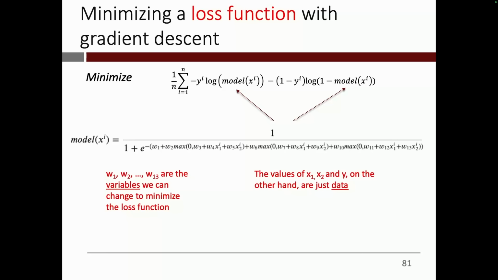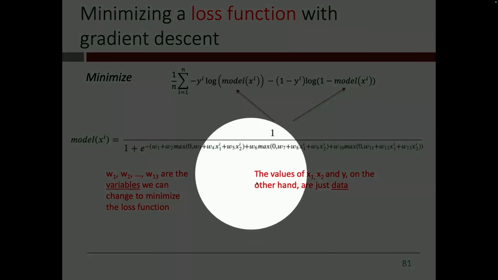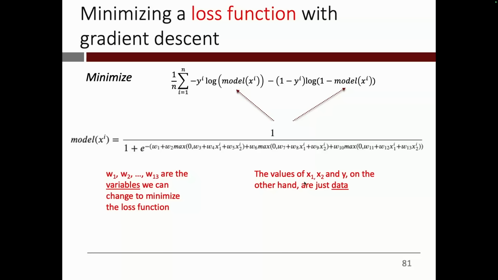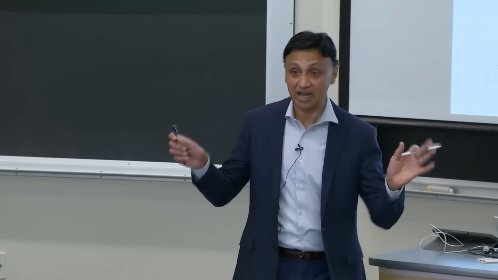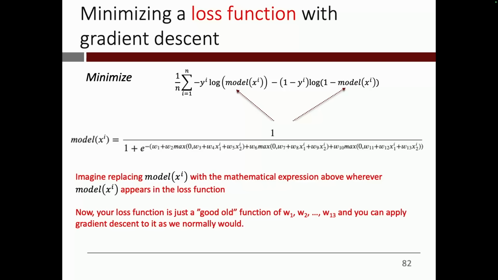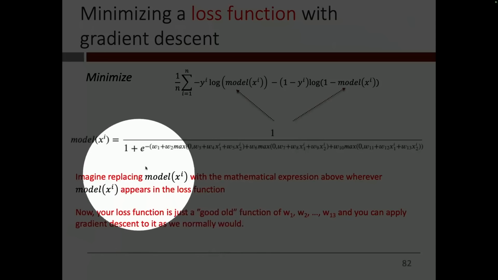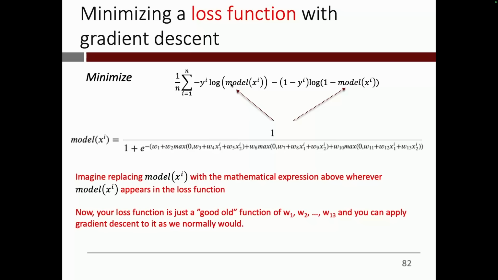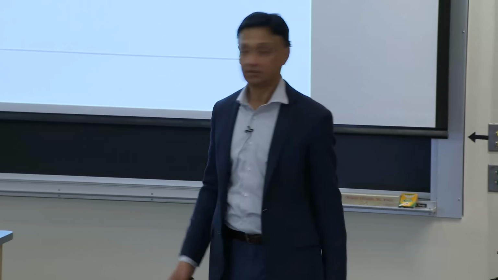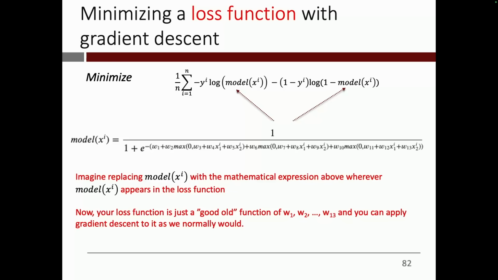And it's important for you to note and understand that the values of x and y and so on are just data. You're not optimizing anything there. It's just data. What you're optimizing is the w's, the weights. Okay, so imagine replacing the model here with the mathematical expression above whenever this appears in the loss function. Once you do that, your loss function is just a good old function of the w's. The fact that it's a loss function is kind of irrelevant. It's just a function. And since it's just a good old function of the w's, you can apply gradient descent to it as we normally would. It's no big deal.